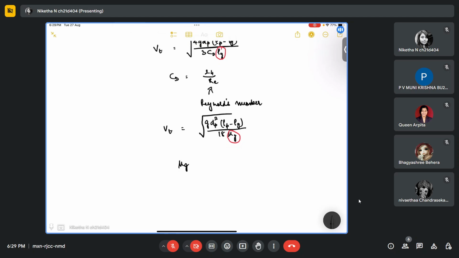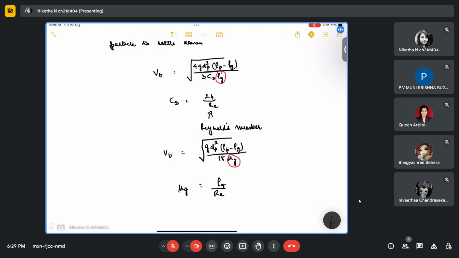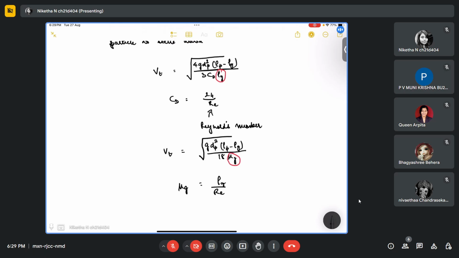So viscosity equals density divided by Reynolds number. So using that relation, we have substituted here and we have got this formula. So this is the final formula for settling velocity.